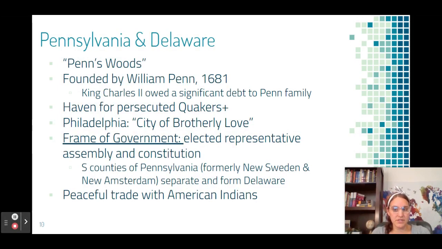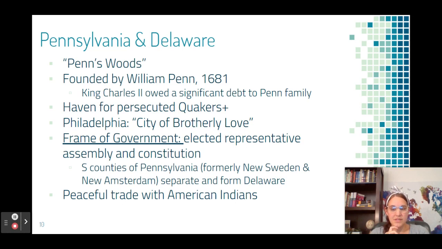Pennsylvania and Delaware. So Pennsylvania literally means Penn's Woods, and it was founded by William Penn, who was a Quaker. King Charles owed a significant debt to the Penn family, and so he fulfilled that debt by giving this land in North America to the family. It was a haven not just for Quakers. So even though Penn was a Quaker, he allowed for other religious groups to settle there. Quakers were so persecuted in New England that even some were killed or executed. For example, Mary Dyer is one name that you might come across.